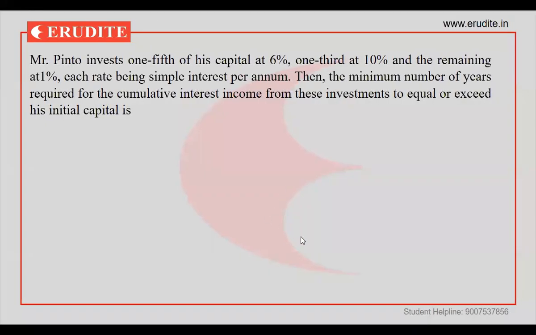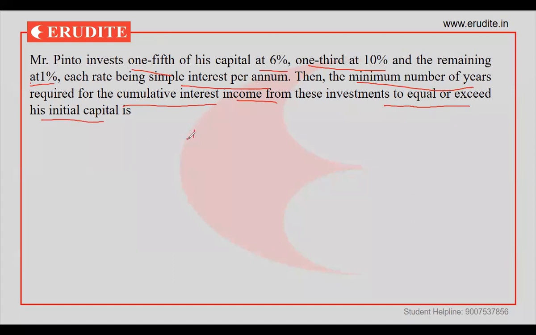Hello everyone. So we are going to discuss this question. This question came in CAT 2022 slot 2 paper. What they are saying is Mr. Pinto invests 1/5 of his capital at 6%, 1/3 at 10%, and the remaining at 1%, each rate being simple interest per annum. Then the minimum number of years required for the cumulative interest income from investment to equal or exceed his initial capital.